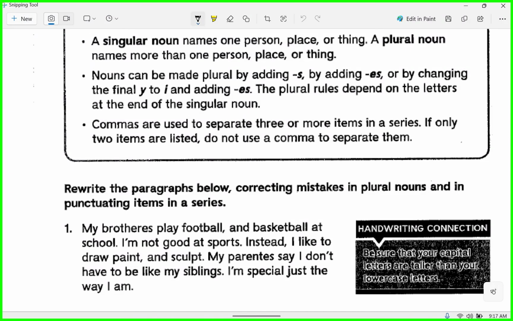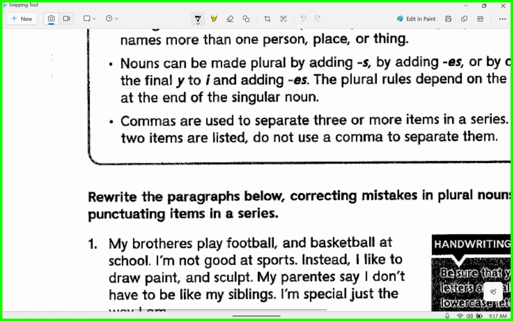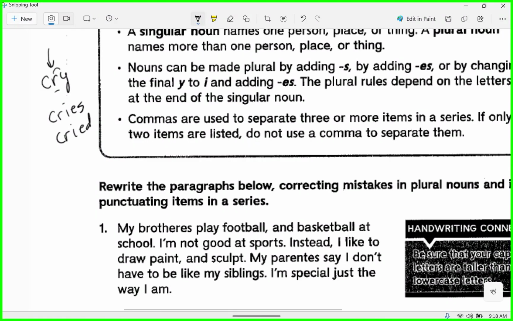Now, we just talked about the rule of Y. So here it is. Here's an example of using the rule of Y. The word cry. What is this? Is the letter R a vowel or a consonant? Everyone? Because it's a consonant, I'm going to change that Y to an I. C-R-I-E-S or C-R-I-E-D, right? All right, so that's the rule of Y when we add S for that.